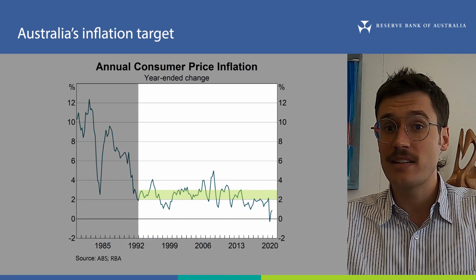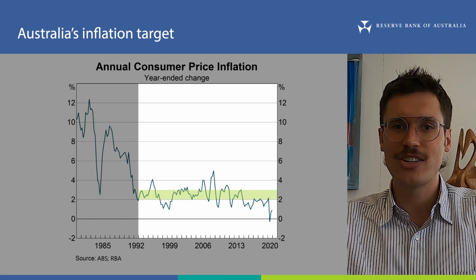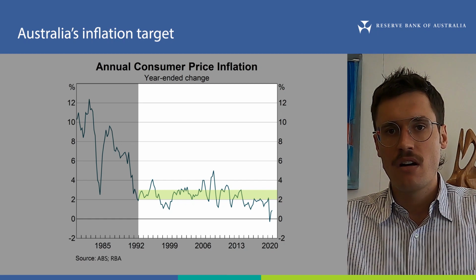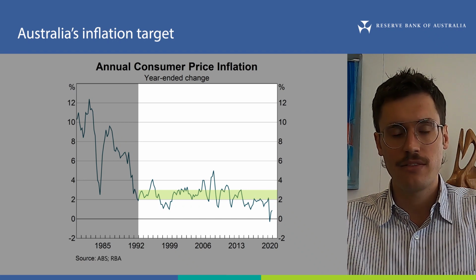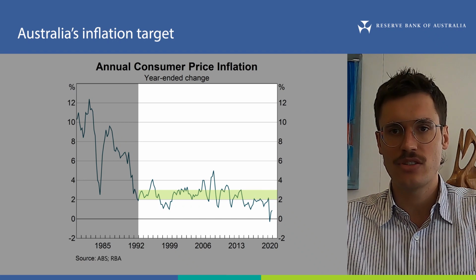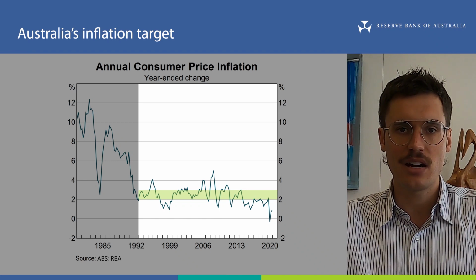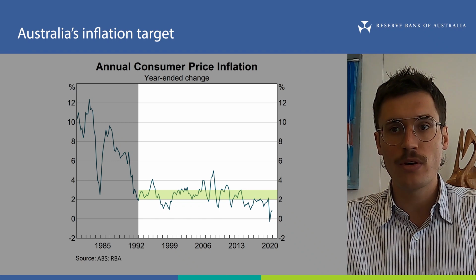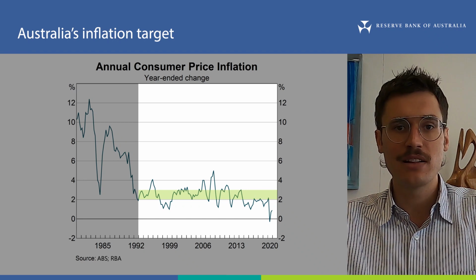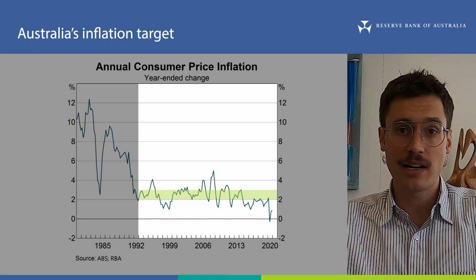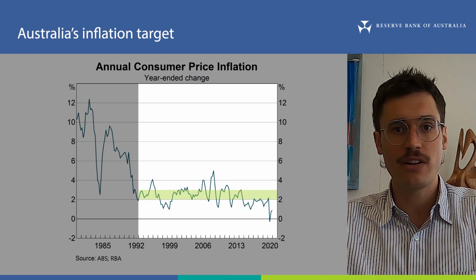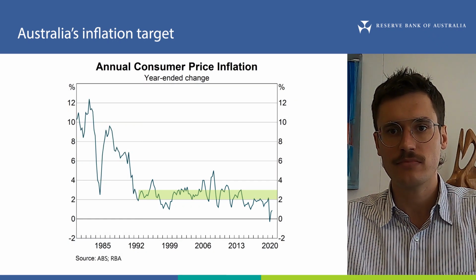It hasn't always been in the target range, and as we discussed earlier, that's okay. On average over time, inflation has fallen within the target range though. In fact, since the beginning of the inflation targeting period in the early 1990s, inflation has averaged 2.4%, pretty much in the middle of the target range. More recently, inflation has been below the target band and monetary policy has been very expansionary in response.